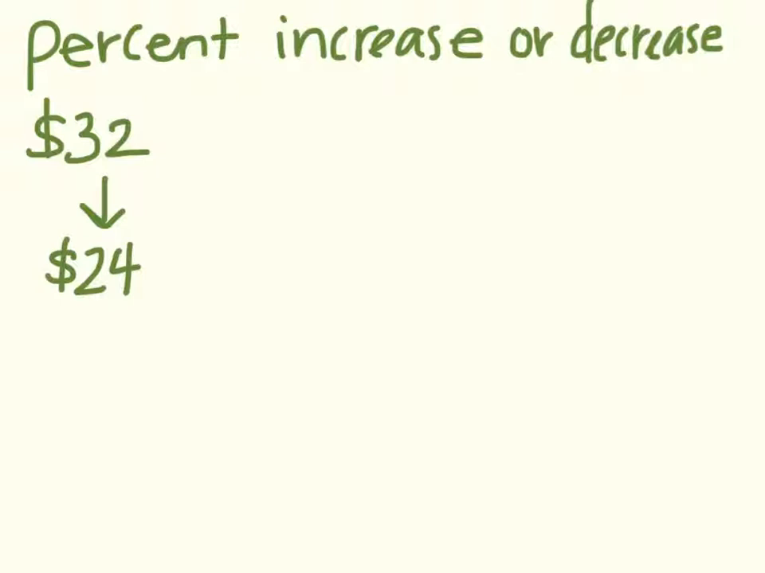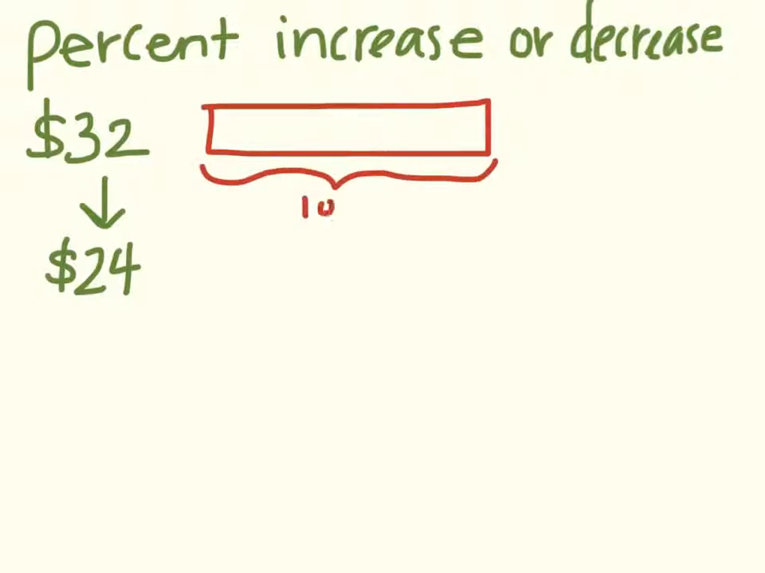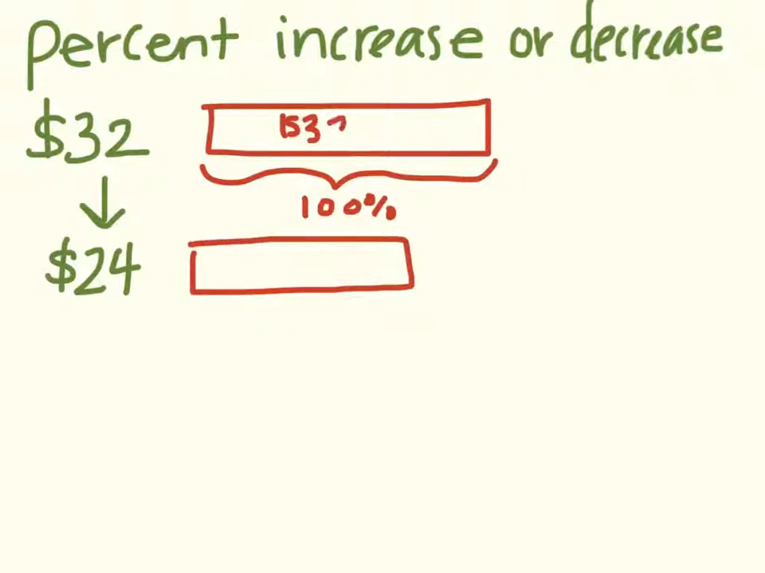Okay, let me draw you a picture to help you visualize how this will work. We'll begin with the full price, the $32 price. This represents 100% of the cost. Then we'll draw a picture of the sales price, $24. And what we're looking for is what percent is right here. Okay?